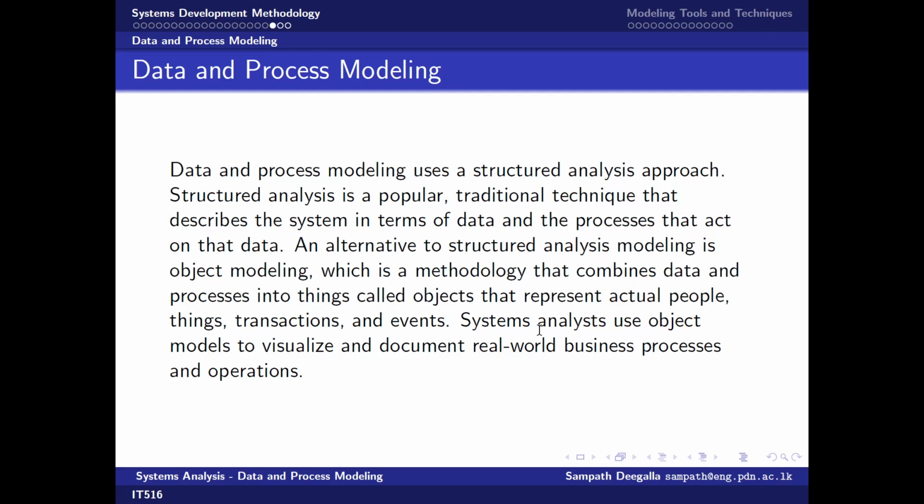And the other alternative modeling technique is object modeling, where you have data and processes and we put them in objects and transaction events, which we'll be discussing in a later section, right? Okay, system analysts basically use these models to visualize or write documentation to understand the importance, especially of business processes and operations. So it's again very important.